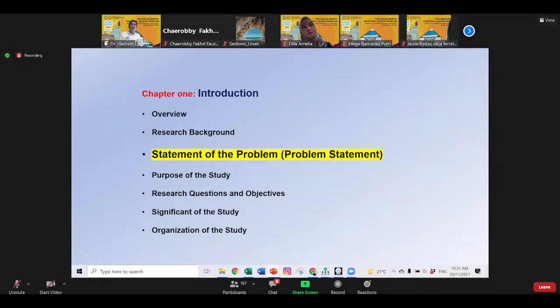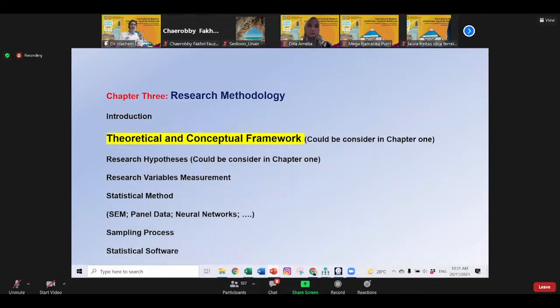So first, I ask the student, find the statement of the problem. Second, very fast, I would like to see your research framework. Because if you have your research framework, you have everything. You have a statement of the problem, you have contribution of the study, you have objective of the study, you have the research question, you have research hypothesis, you can even predict your discussion. You can predict your contribution, you can predict your novelty of your study. So the second part is research framework.